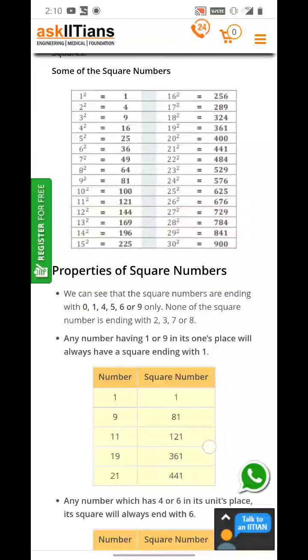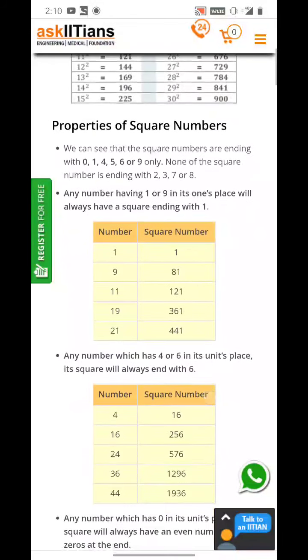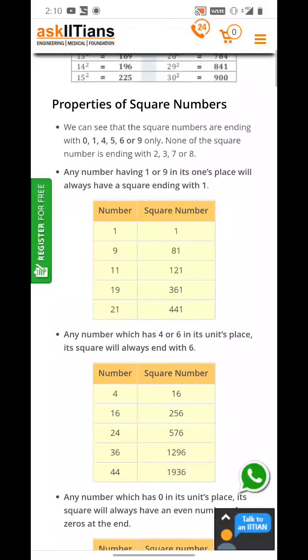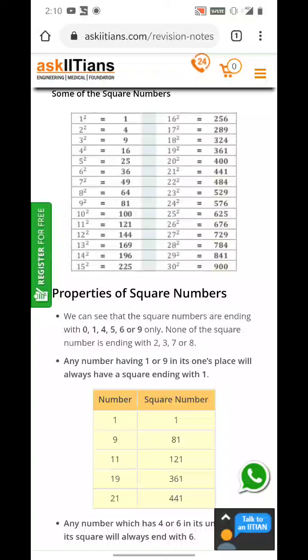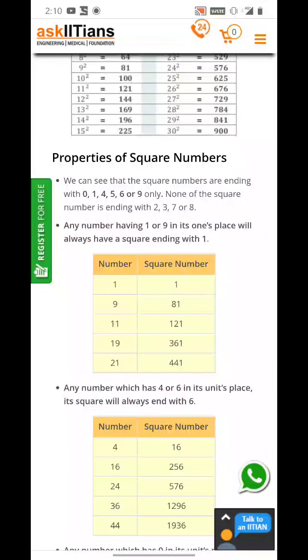Now we come to the next part, the properties of square numbers. We can see that square numbers end with 0, 1, 4, 5, 6, 9 only. None of the square numbers ends with 2, 3, 7 or 8. Look, 1 square is 1. The unit place is 1. The unit places are 4, 9, 6. Can you find any number whose square has unit digit 2? Just look over here. No. Unit digit 3? No. 7 or 8? No.